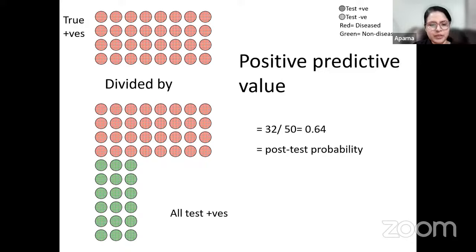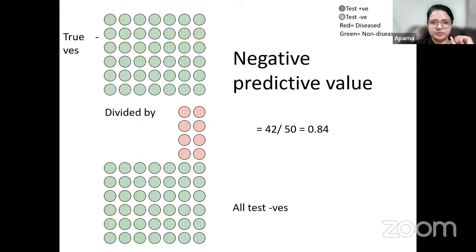So again, coming to this example, there were a total of 50 test positives. The new test A tested positive in 50 individuals. The true positives were 32. So 32 divided by 50 is 0.64, which is called the positive predictive value. This is also called post-test probability. So we saw that pre-test probability is the same as prevalence of the disease, which was in this example 40%. Post-test probability is the same as positive predictive value, which is nothing but true positives divided by the total test positives.